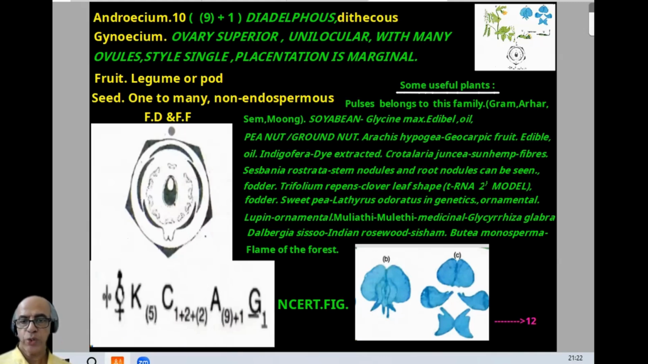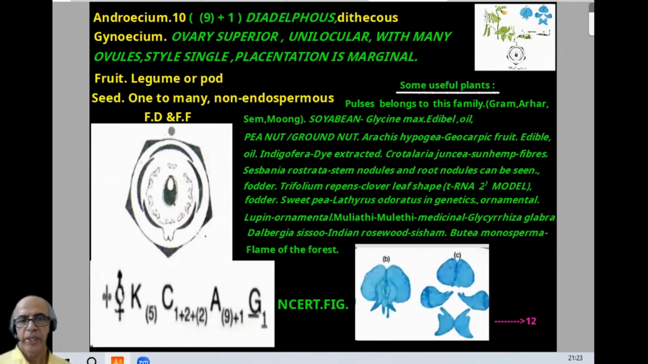Now plants. It's a big family, so many useful plants are there. One by one: pulses, gram, arhar, moong; soybean, Glycine max, edible, and oil is also useful. Peanut or groundnut, same, Arachis hypogaea, geocarpic fruit, edible and oil. Indigofera, indigo, dye is extracted. Crotalaria juncea, sunhemp, fibres. Sesbania rostrata, there we can find stem nodules and root nodules. An abnormal plant, given as fodder.